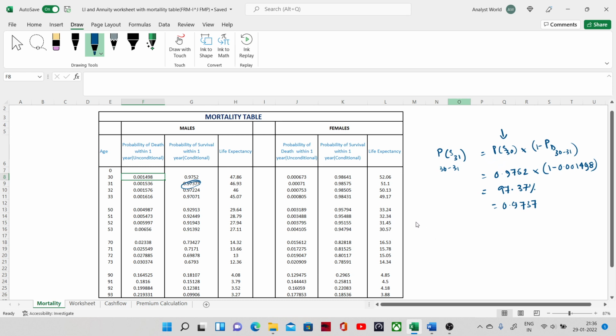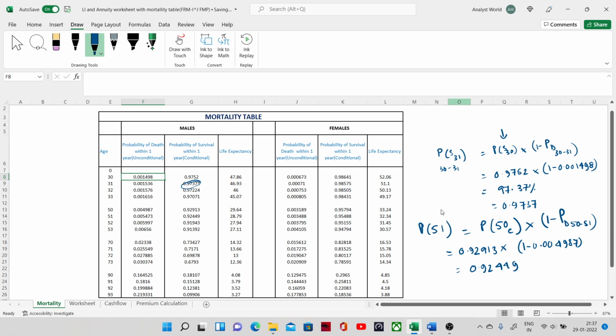So for example, I'll work it out once again. What is the probability that the person may survive up until the 51st year? That is the conditional probability that the person has survived up until the 50th year, times 1 minus the probability of death. This is the unconditional death that exists between year 50 and 51 for that person. If we do this math, the conditional probability that the person survives up until the 50th year is 0.92913 times 1 minus 0.004987. This comes to be 0.924419. Remember, in this whole exercise, we are just interested in calculating one more year of survival.